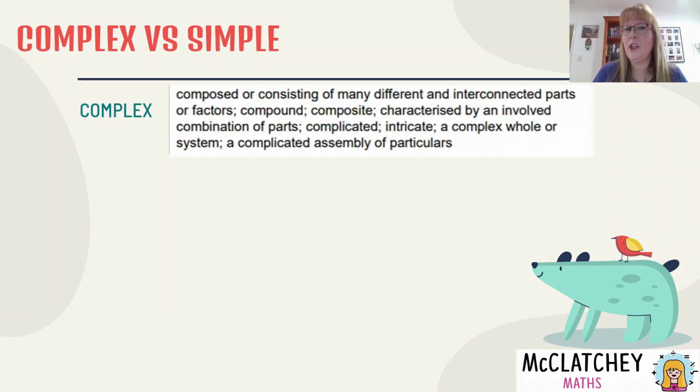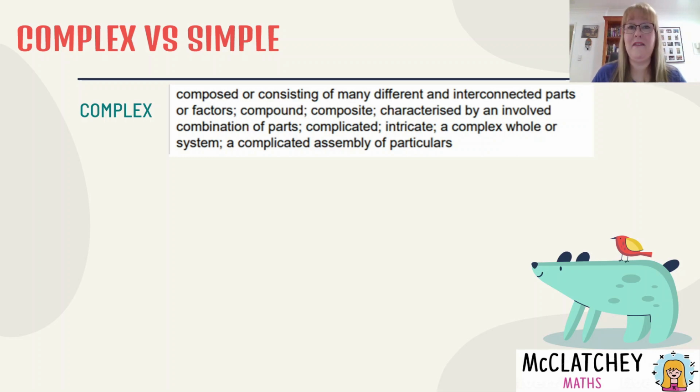Well, according to the QCAA's vocabulary on their syllabus, complex means it's composed of many different and interconnected parts. It's compound, it's composite, characterized by an involved combination of parts. So that implies that there are multiple steps involved. Perhaps you're solving one thing to then solve something else. So complex doesn't always mean it's hard. It might mean that there are many parts to the problem.